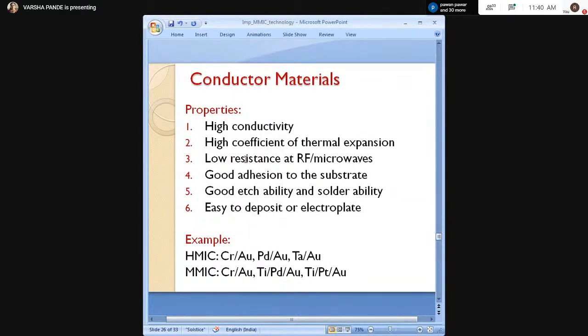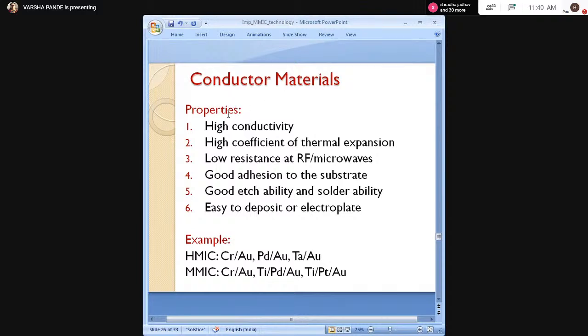Now conductor material. We have seen that the conductor material is used for interconnection, from one component to another component. Already you have seen the CMOS inverter, where for connecting the VSS contact, VDD contact, input and output, you can use metals. That is nothing but the metallization, which is nothing but the interconnects. And for making interconnects, some conductive materials are required.